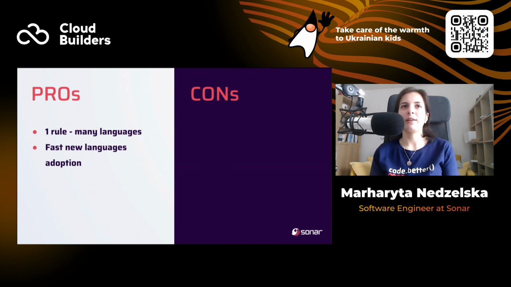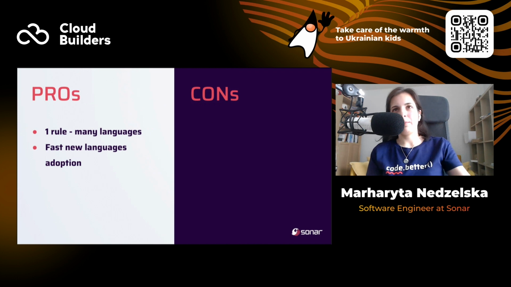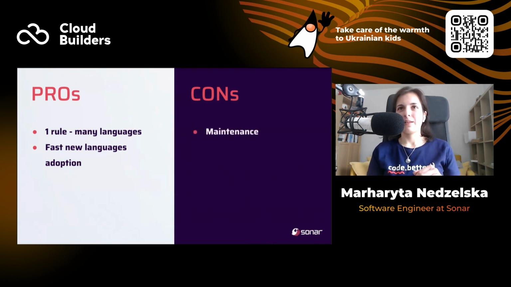So if at one point somebody asked me that we need to support Clojure, we just need to write a converter for Clojure, and then this language will, out of the box, have 40 rules enabled. And I think that's it about the pros. What are the cons? Firstly, maintenance.